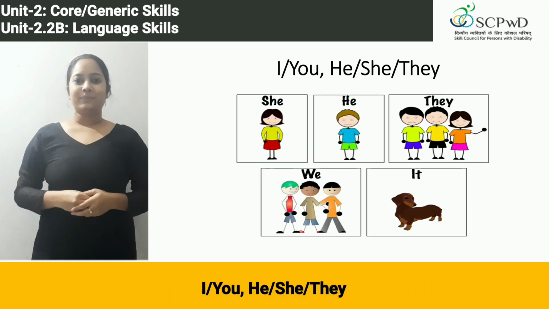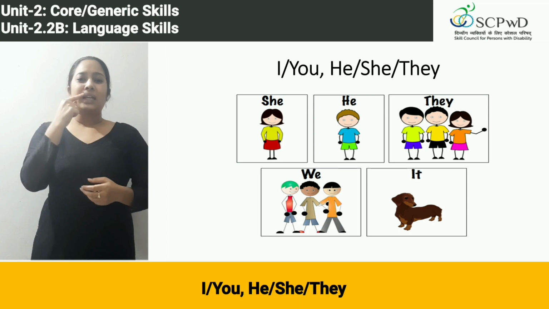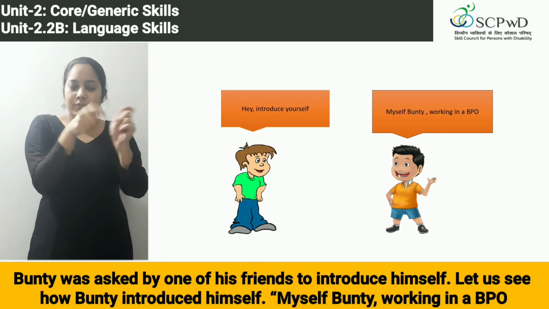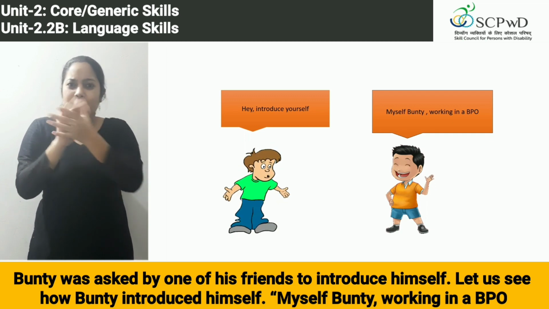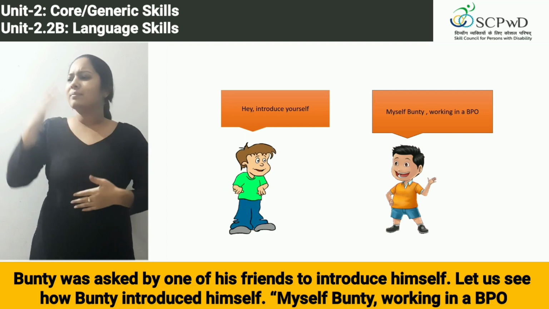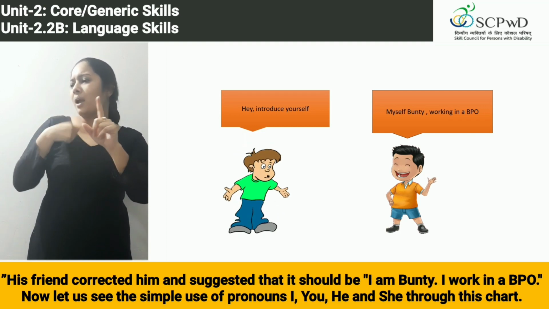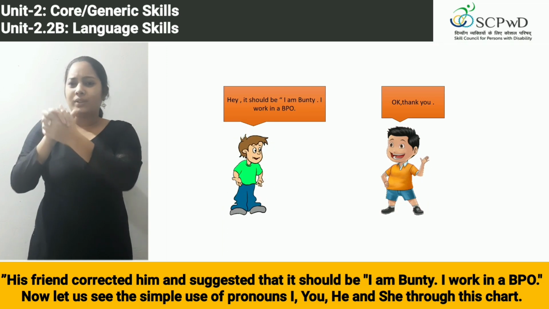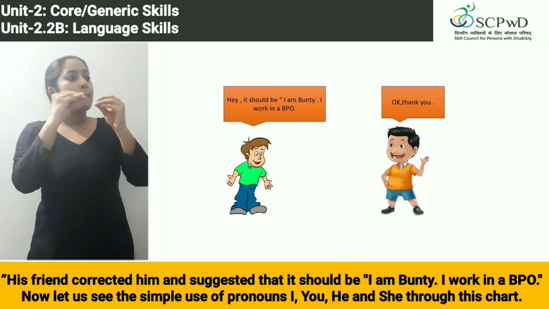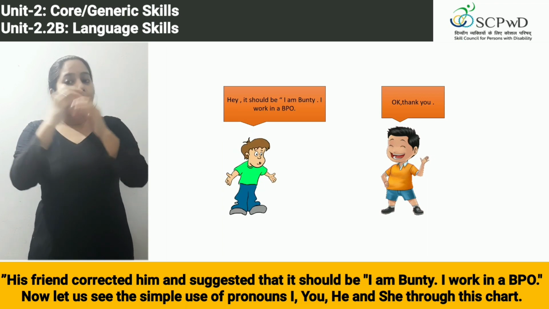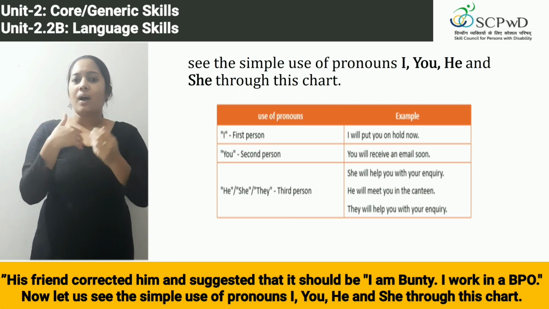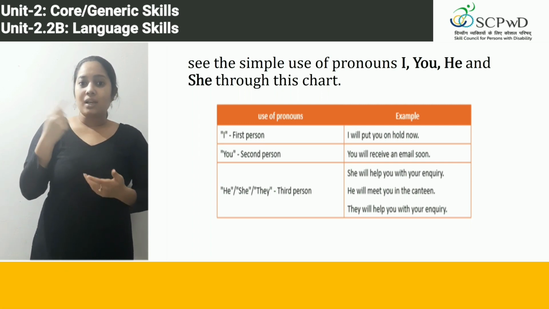I, you, he, she, they. Bunty was asked by one of his friends to introduce himself. Let us see how Bunty introduced himself. Myself Bunty, working in a BPO. His friend corrected him and suggested that it should be: I am Bunty. I work in a BPO. Now let us see the simple use of pronouns I, you, he and she through this chart.